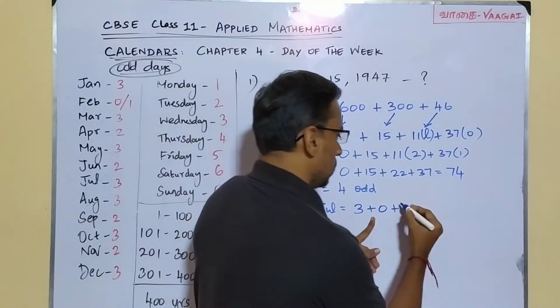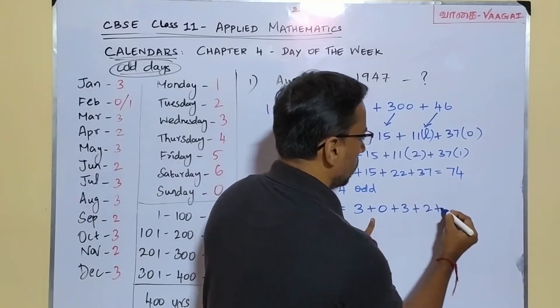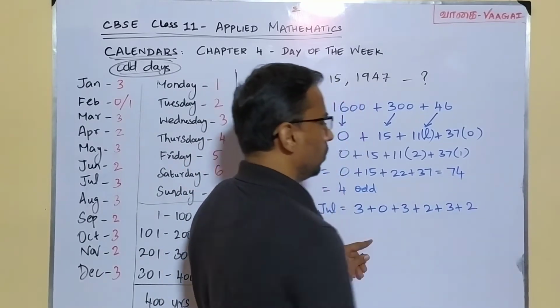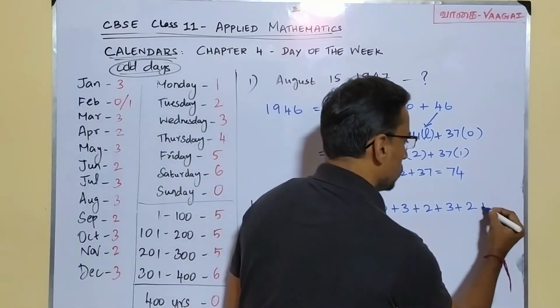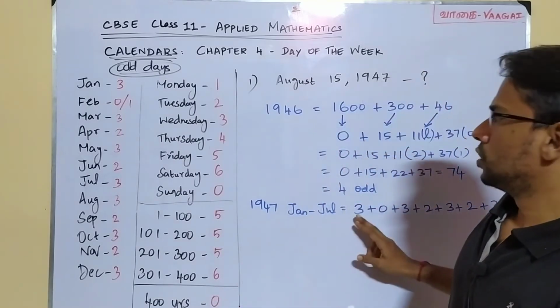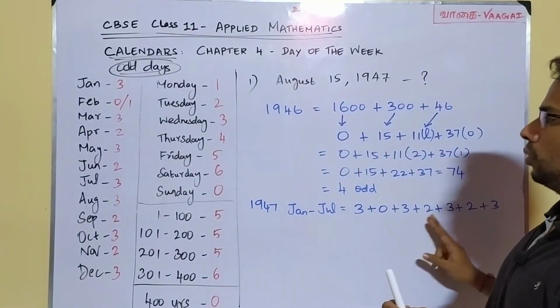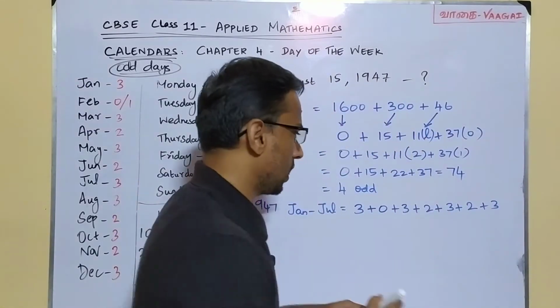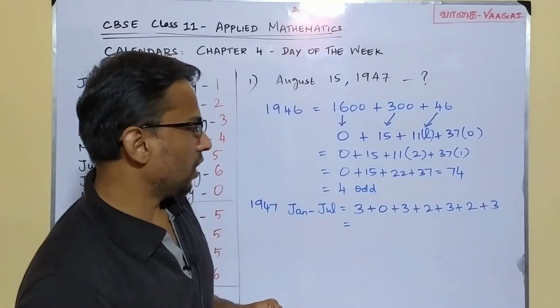Then for March, 3. Then April, 2. Then May, we have 3. Then June, we have 2. Then July also, so July we have 3. So let me check whether I am right or not. So 3 0 3 2 3 2 3. Yes, up to July I have written here. Fine. So again, add all these values.